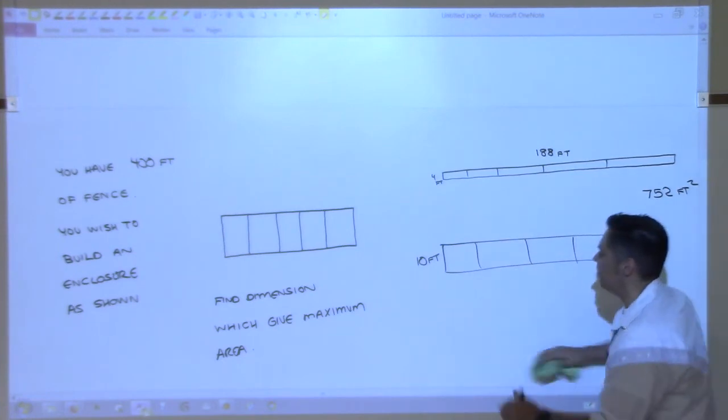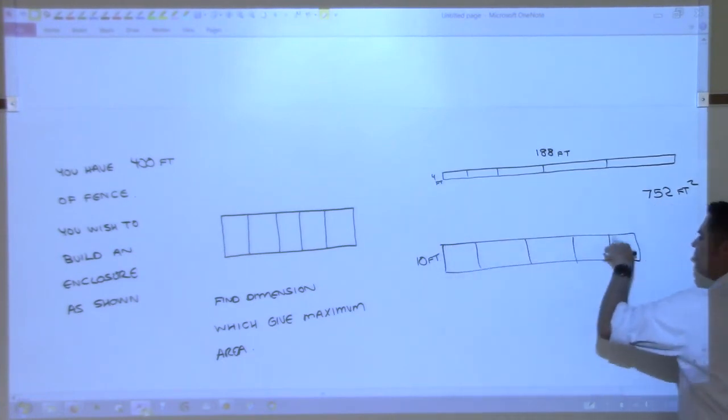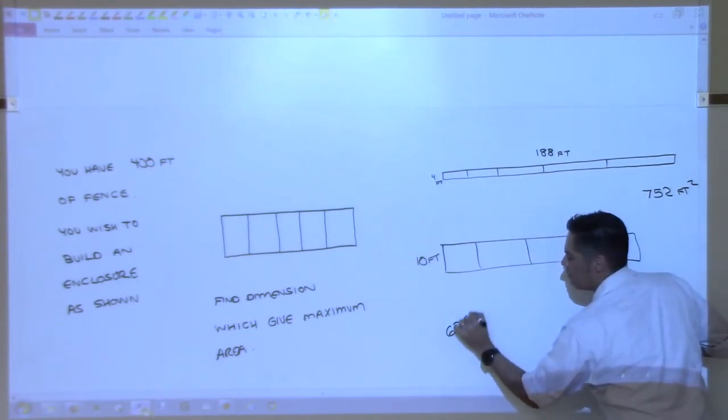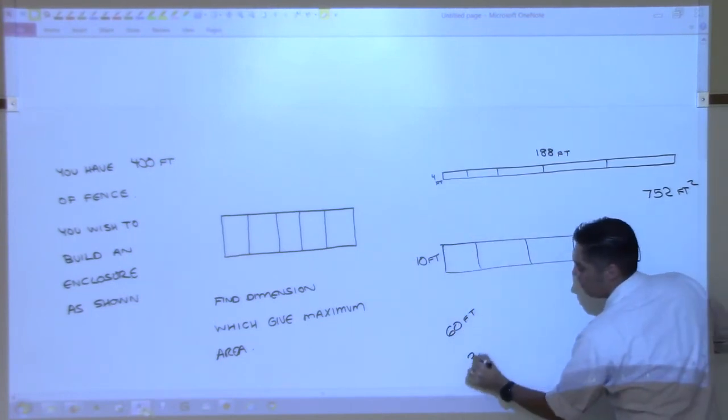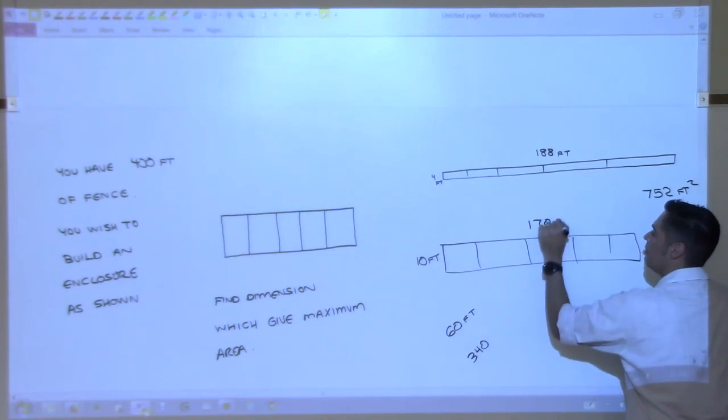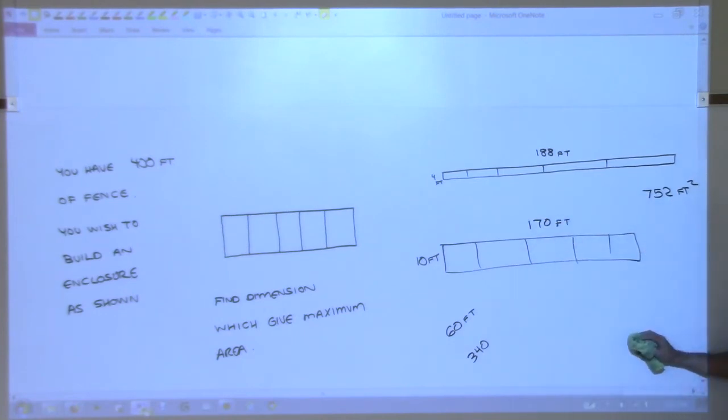So how much fence is used here? 60 feet, which leaves us how much left over? 340. Divide that by 2. 170 feet here, right? That'll use all the fence. What's the area of this? 1,700 square feet. You get a whole lot more area building it this way, don't you? Do you all see there's a difference?